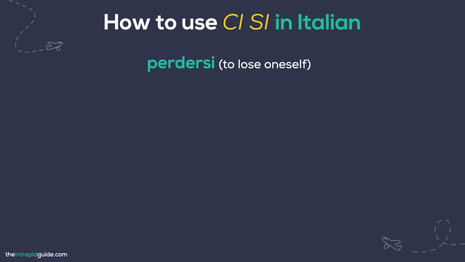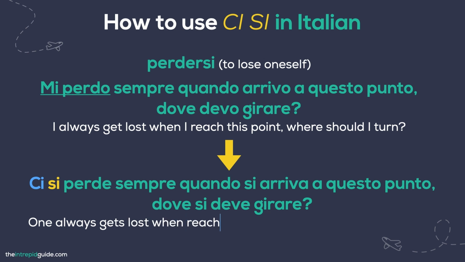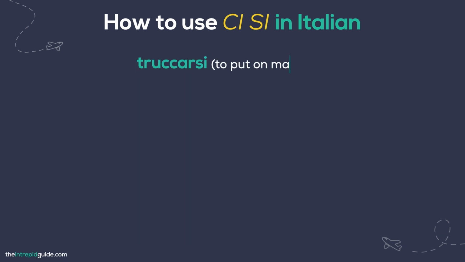Perdersi. To lose oneself. Mi perdo sempre quando arrivo a questo punto. Dove devo girare? I always get lost when I reach this point. Where should I turn? Becomes Ci si perde sempre quando si arriva a questo punto. Dove si deve girare? One always gets lost when reaching this point. Where should you turn?